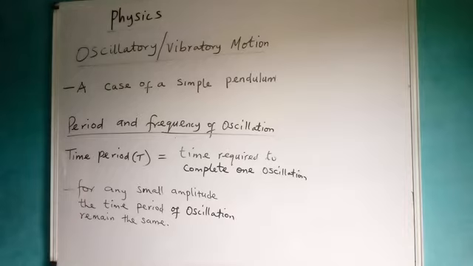Now let's look at a case of a simple pendulum. I want to displace this simple pendulum so that it will oscillate, swinging repeatedly or periodically through different positions. For any small displacement, this pendulum ball forms a small angle theta.